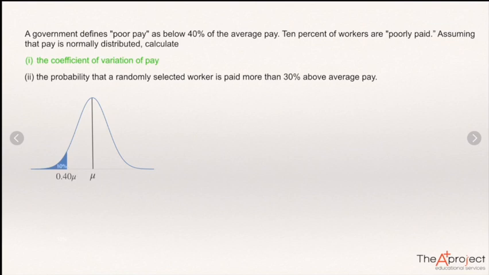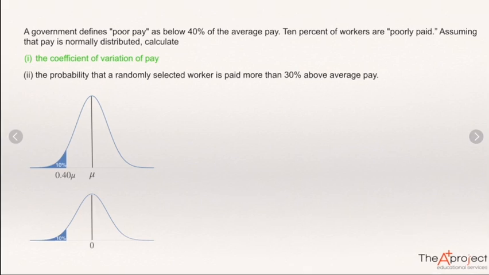So what this problem is telling me is that this region here below this 40% of the average pay is 10%. With this information, we can get what value of z in the standard normal distribution corresponds to this 0.40 mu. So let's check the standard normal distribution. In the standard normal distribution, the mean is 0. So let's type here 0. And we can find this value z that appears here.